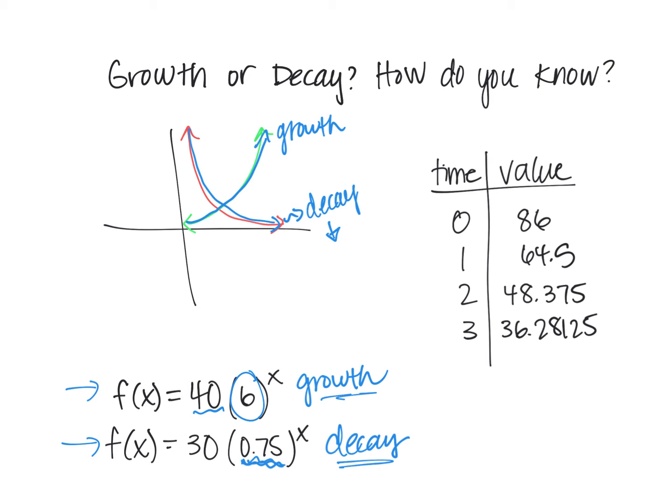All right, my table. Obviously, you guys should be able to tell it's going down. So this is decay as well. You could find out what it is going down by doing 64.5 divided by 86. That would give you that factor.